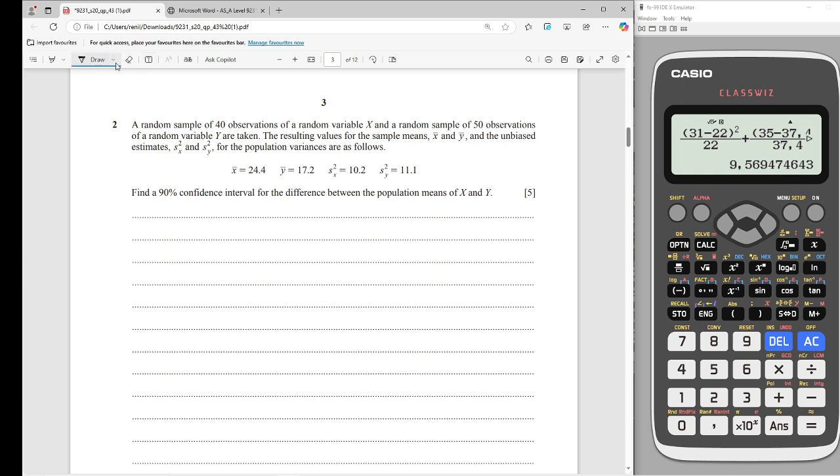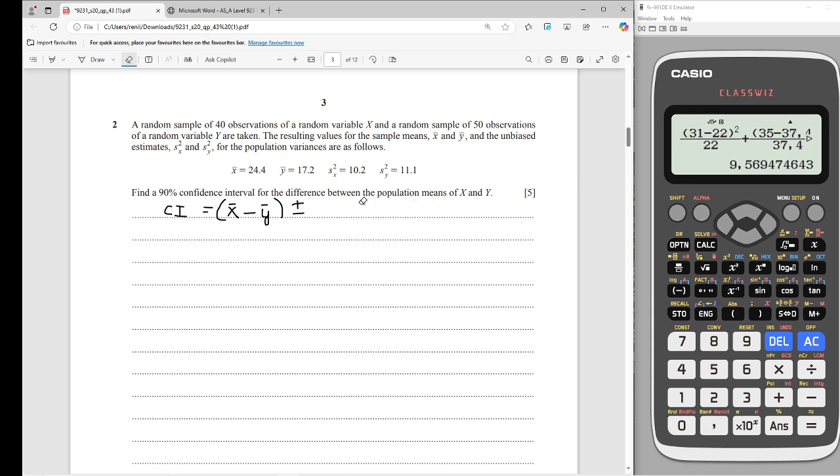Right, so for confidence interval there is a formula: CI, representing confidence interval, equals the sample mean of x minus the sample mean of y, plus or minus z or t, multiplied with our unbiased estimator. So how do we do this?